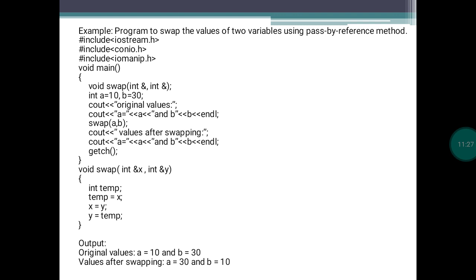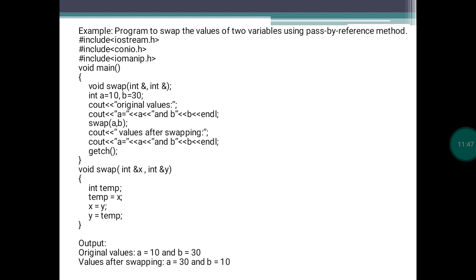So what is the value in x? That is 10, because x means A. So the value available in x is 10. That 10 value you are transferring to the temporary. Next line, x is equal to y.